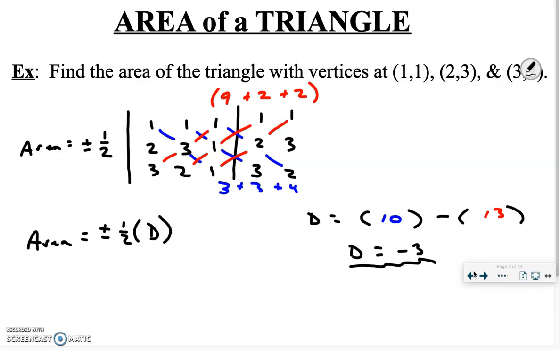And that's going to tell us that we're not going to use the positive, but instead the negative 1/2 as the scalar for the determinant. Because negative 1/2 times negative 3 is going to tell us that the area is now positive. 3/2, 1.5, whatever it was that we needed to go with. Again, over there on the right, if we would have obtained a determinant that was positive, then absolutely we would have used the positive 1/2 as a scalar. Again, at the end of the day, our area must be positive.